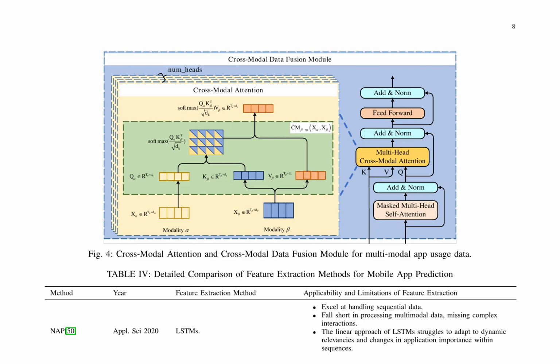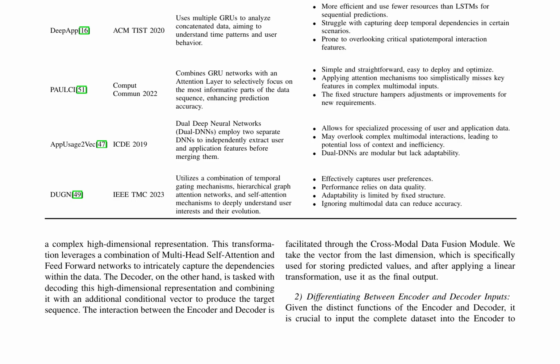App Usage 2 VEC uses dual DNNs, independently extracting user and application features but overlooking complex multimodal interactions. DUGN utilizes a combination of temporal gating mechanisms, hierarchical graph attention networks, and self-attention mechanisms, effectively capturing user preferences but relying on data quality and limited by fixed structure.